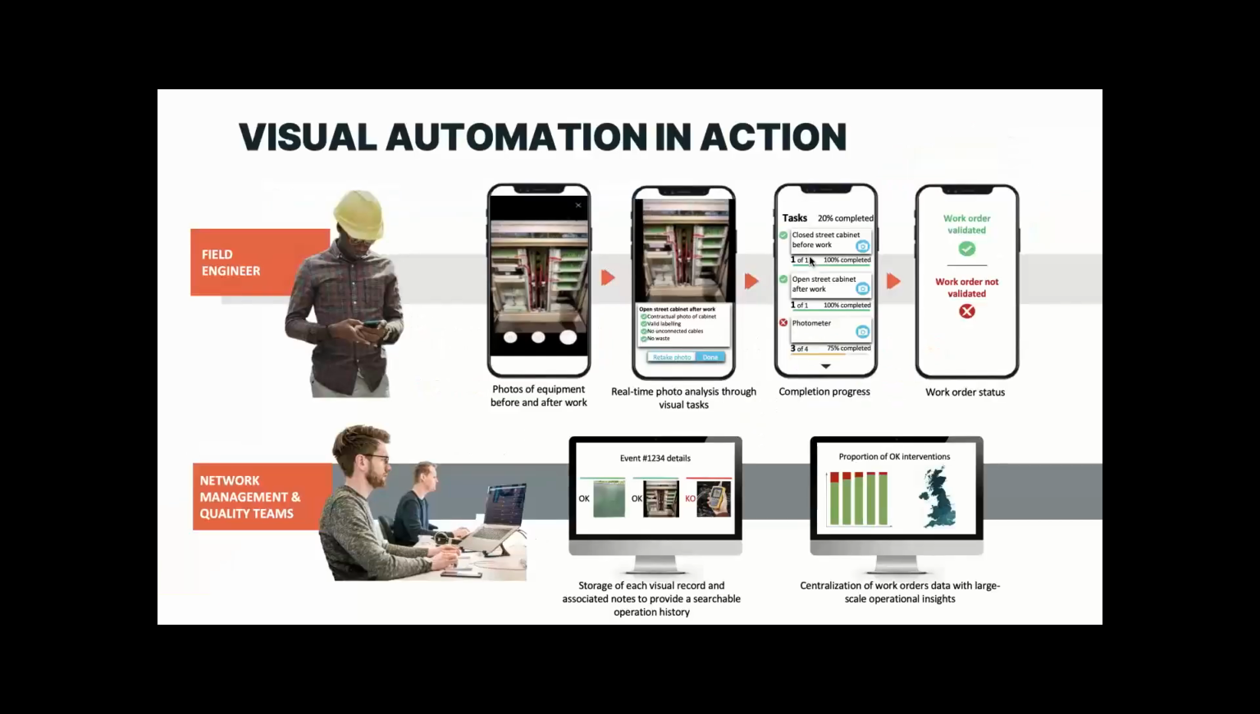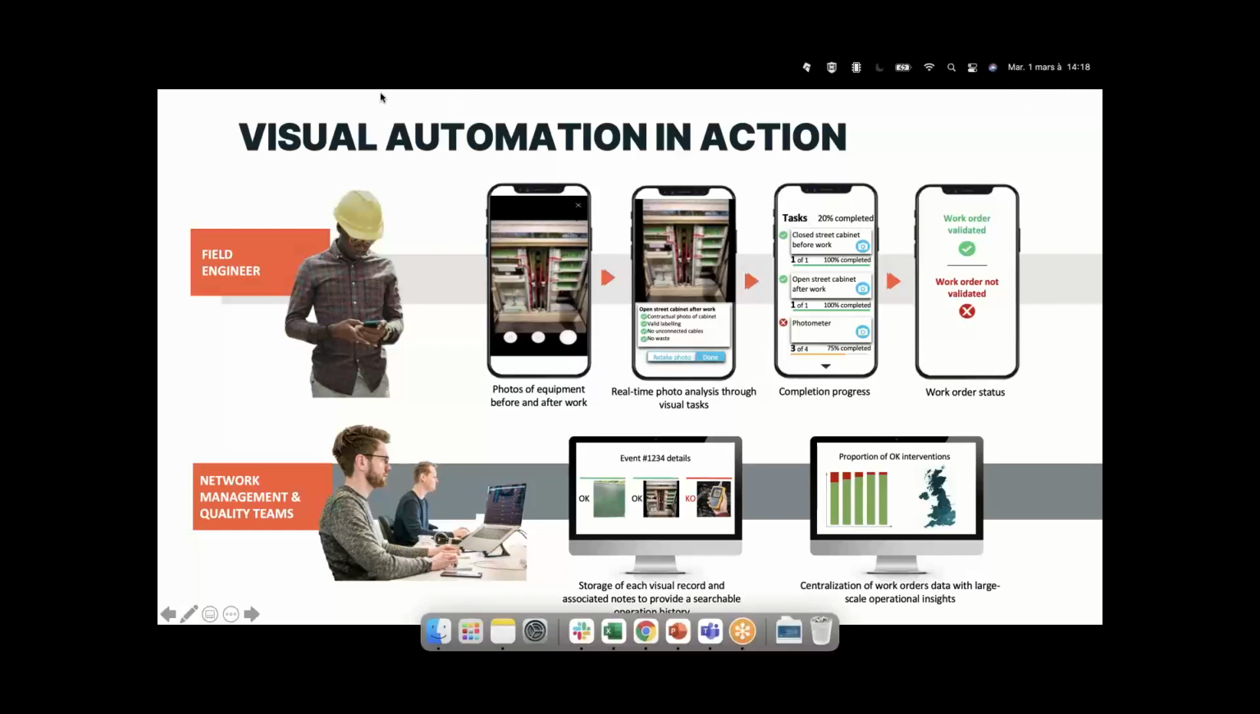So who are the users of visual automation? First, the field engineer. The field engineer uses their mobile phone while working on one work order or intervention to take pictures of the different equipment involved in the intervention. Most often they take pictures before and after the work on each equipment, and we can use visual automation, image recognition, to analyze what has happened on this equipment. Then a lot of tasks are checked to make sure that the job was done according to the work order and also according to the national quality standards.